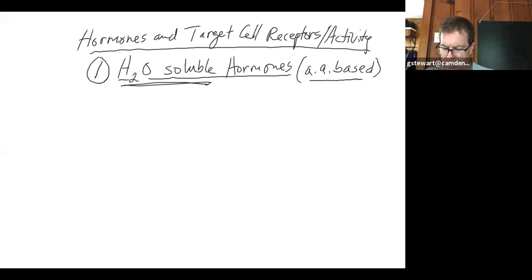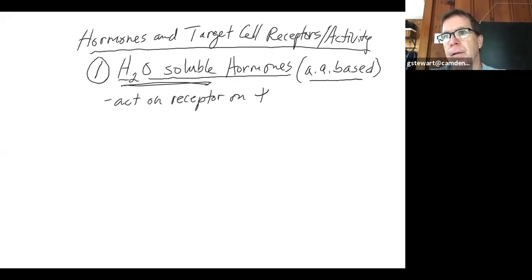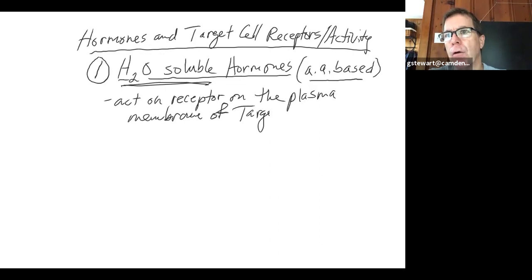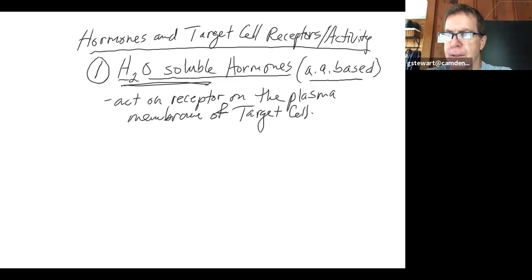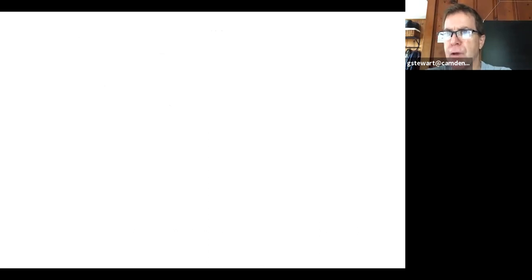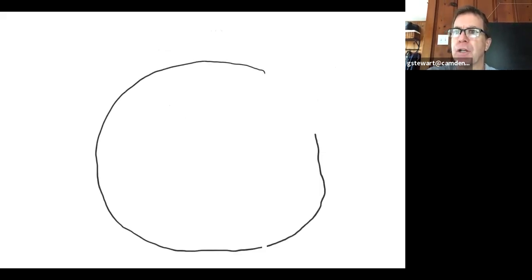The easiest way for me to explain this, I'll write a few things and then I'm going to draw a picture. So first, they act on a receptor on the plasma membrane of the target cell. You can read all of the specifics about this in your textbook. Now I'm going to draw a picture for you because it's much more beneficial, in my opinion, for a student to learn this process if they can just watch it happen.